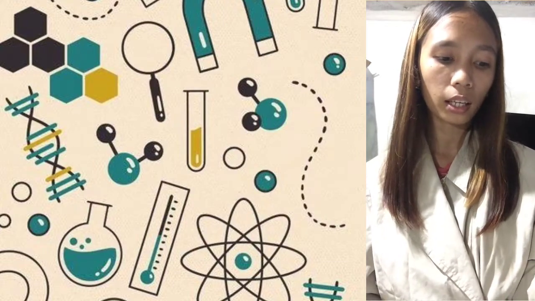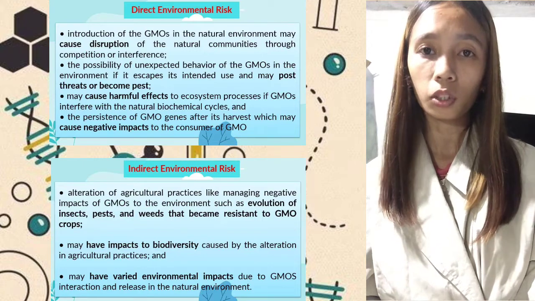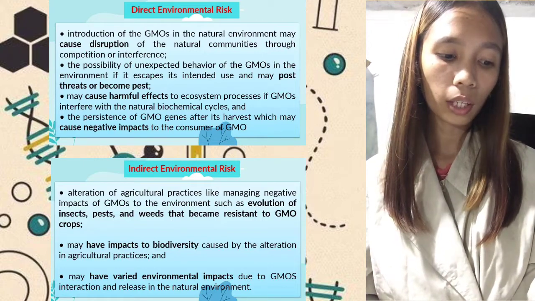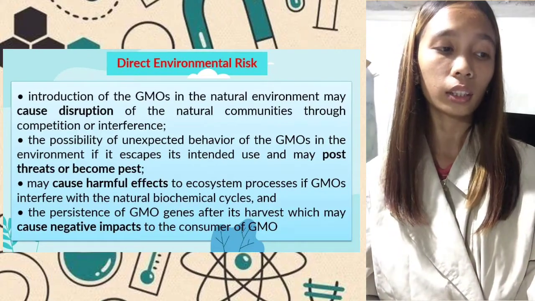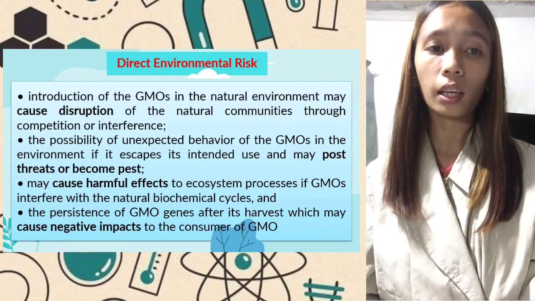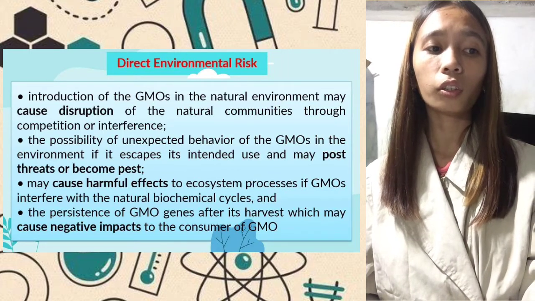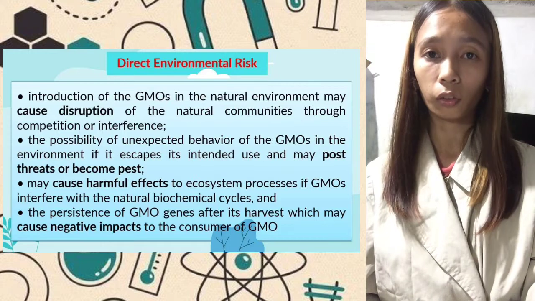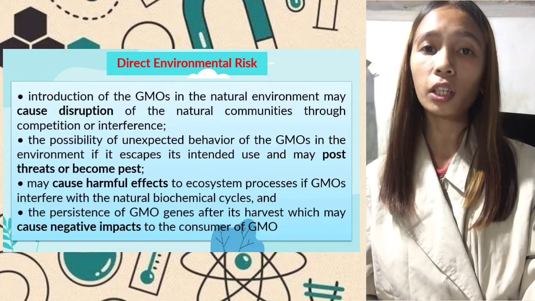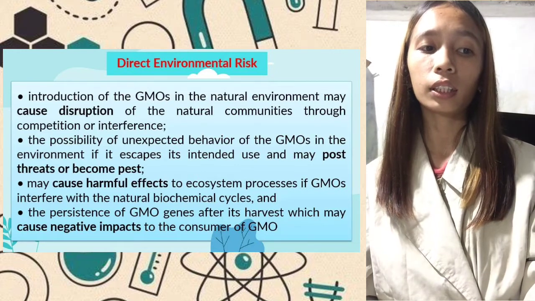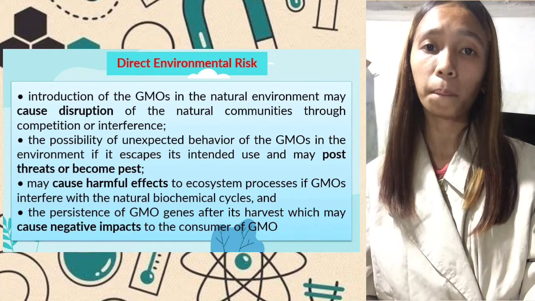So the next is other direct and indirect environmental risk caused by GMOs according to Molfino and Suku 2008. So direct environmental risk is introduction of the GMOs in the natural environment may cause disruption of the natural communities through competitors or interference. The second is the possibility of unexpected behavior of the GMOs in the environment if it escapes its intended use and may pose threats or become pests.